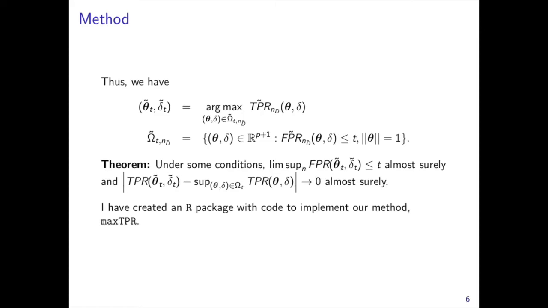And we have a theorem that under some conditions, we can show that the true false positive rate of that combination is constrained by t almost surely, and that the difference between the actual true positive rate of that combination and threshold and the true maximum of the true positive rate over the set omega t converges to zero almost surely. So it's basically saying that we have good operating characteristics of our combination theta tilde and delta tilde sub t.